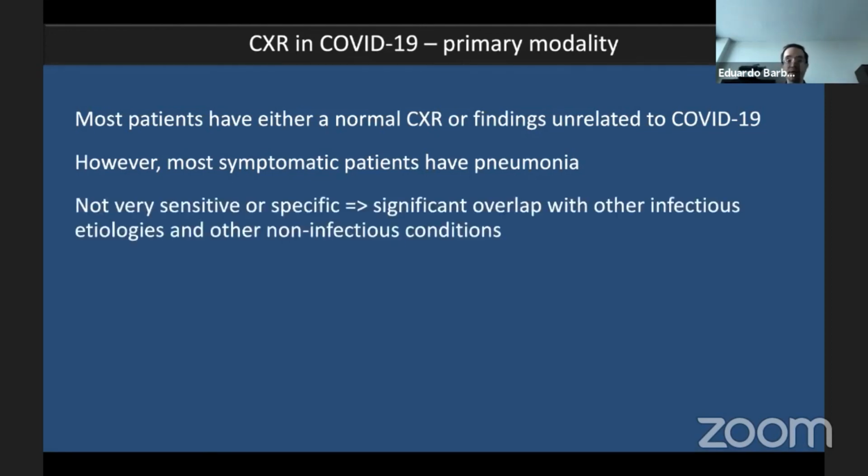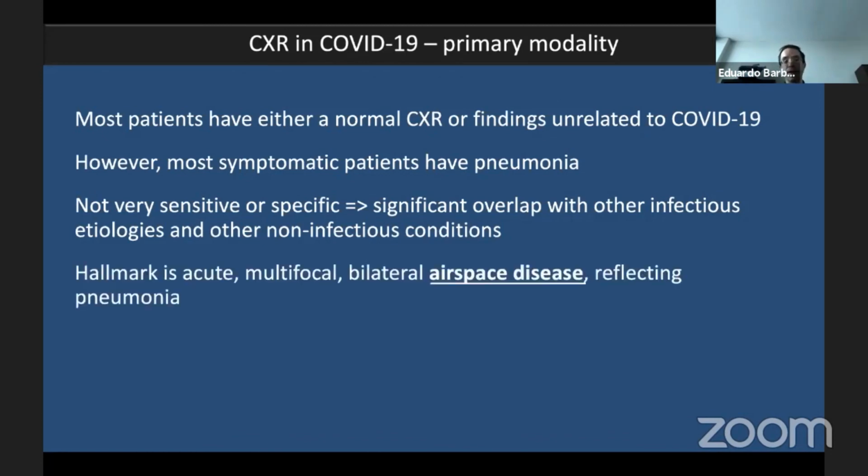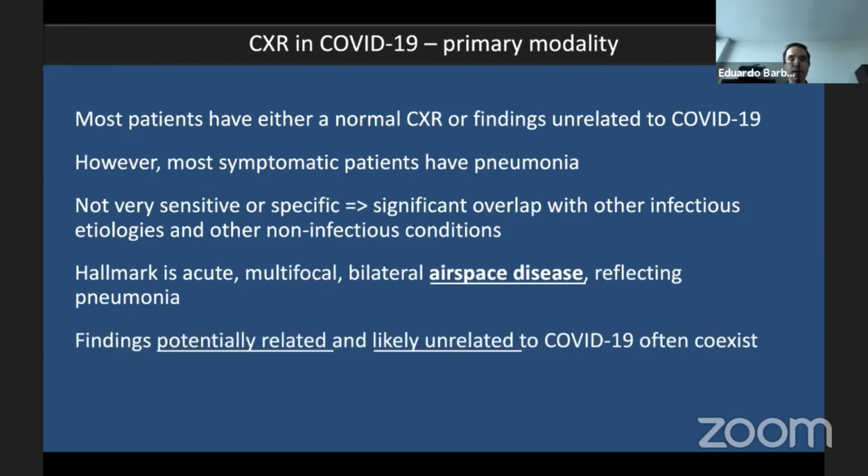The chest radiograph is not very sensitive or specific, and there's a significant overlap with other infectious etiologies and also other non-infectious conditions. The hallmark of COVID-19, in terms of involvement of the lung parenchyma, is bilateral airspace disease, typically multifocal, which is essentially a viral pneumonia. It's also important to observe that it's not uncommon to have findings that are potentially related and findings that are likely unrelated to COVID-19 coexisting in the same patient at the same time point.